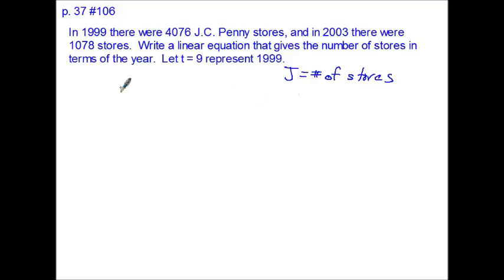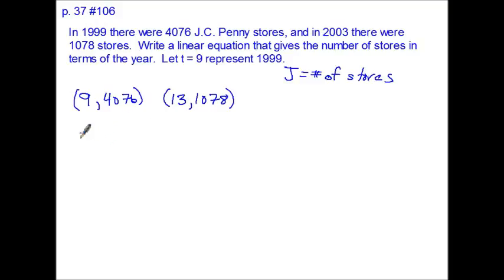So, working with that, and then looking at the various information in the problem, if I've got 1999, that's t equals 9, so I've got a point here where 9 is the year and then 4076 is the number of stores. In a very similar fashion, I can look at 2003, which is 4 more than 1999, so 4 more than 9, that's year 13 in the context of our problem. And then the number of stores is down to 1,078. And as soon as you've got 2 points, you can determine the equation of that line.